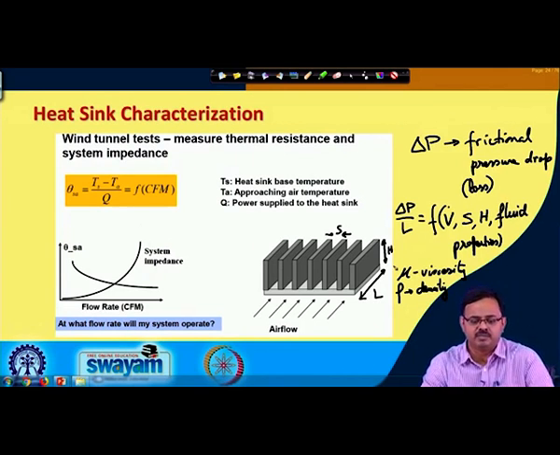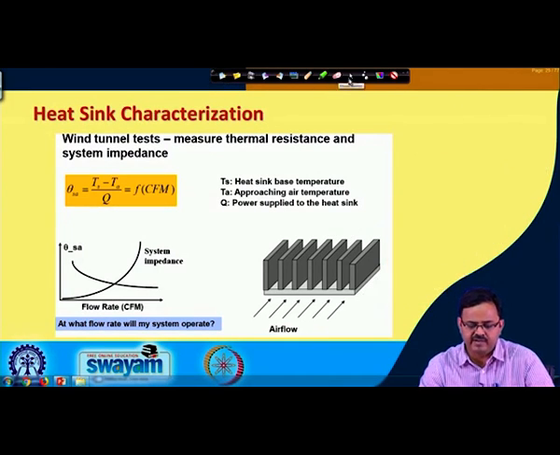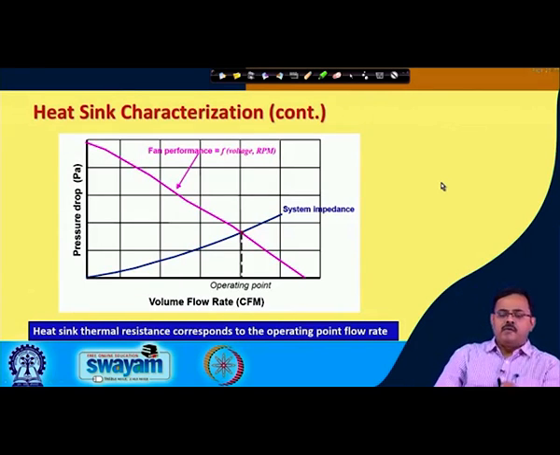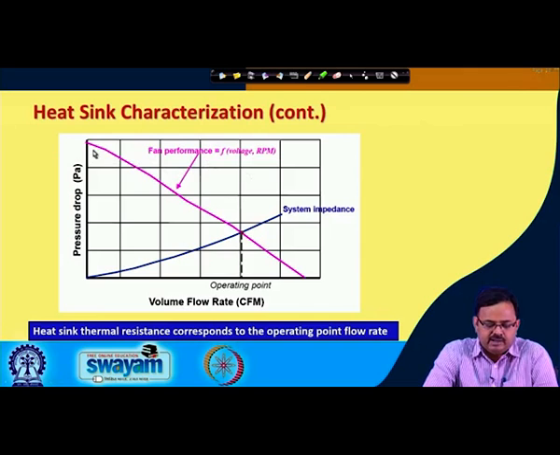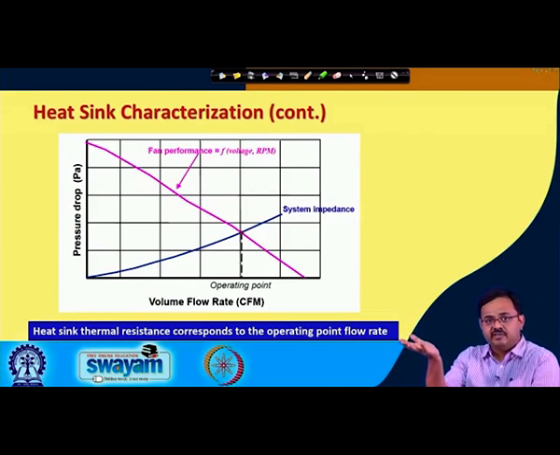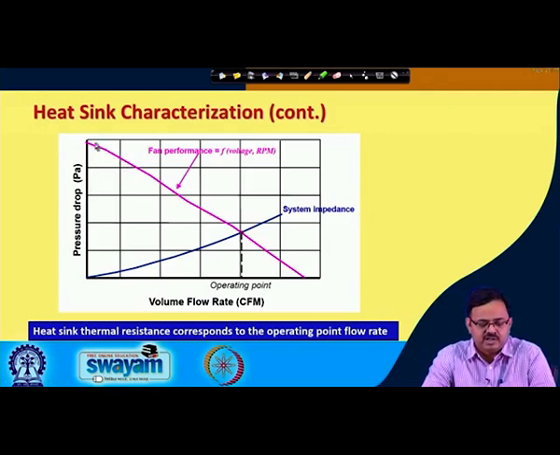So, this one is a very important concept. A fan, when you buy a fan, what we get is something called a fan performance curve given by this pink line. It is pressure drop, or in this case a pressure rise. So, what kind of a pressure rise can the fan give as a function of flow rate? So, this is the fan performance curve, this pink line.